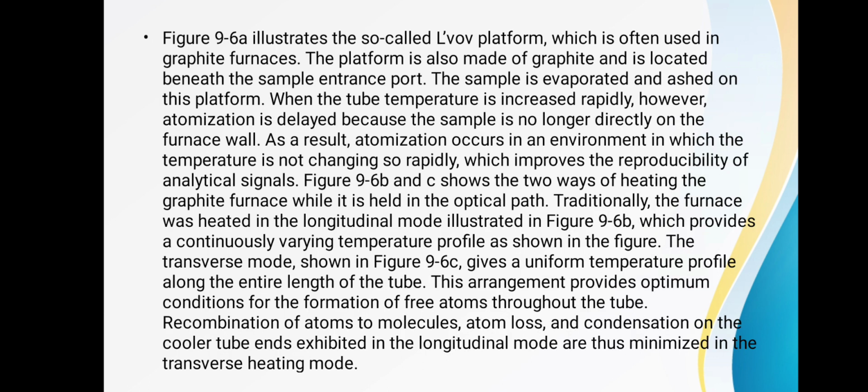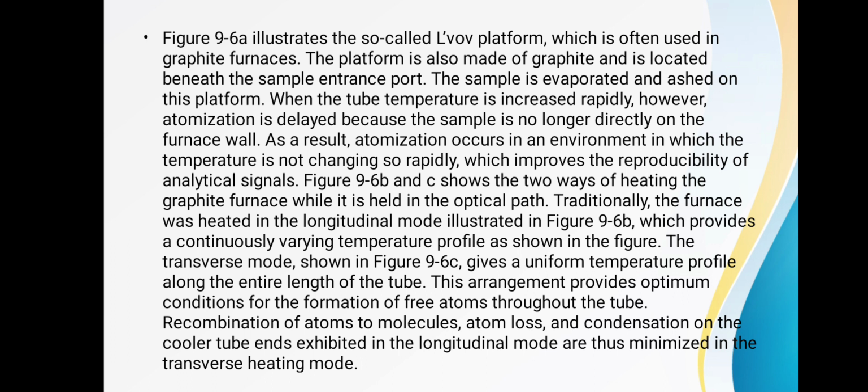Figure illustrates the so-called L'vov platform, which is often used in graphite furnaces. The platform is also made of graphite and is located beneath the sample entrance port. The sample is evaporated and ashed on this platform. When the tube temperature is increased rapidly, however, atomization is delayed because the sample is no longer directly on the furnace wall. As a result, atomization occurs in an environment in which the temperature is not changing so rapidly, which improves the reproducibility of analytical signals.